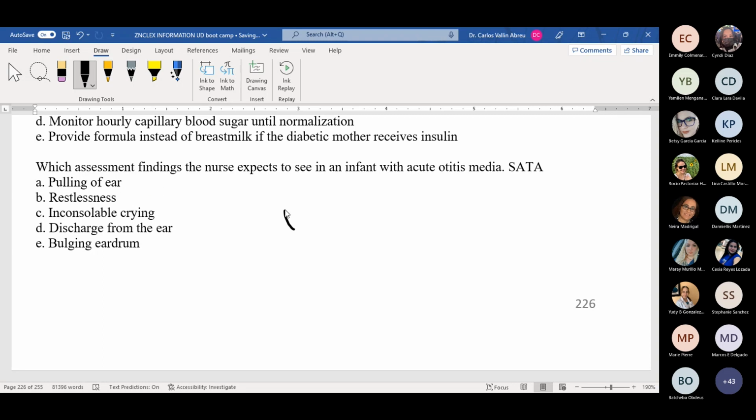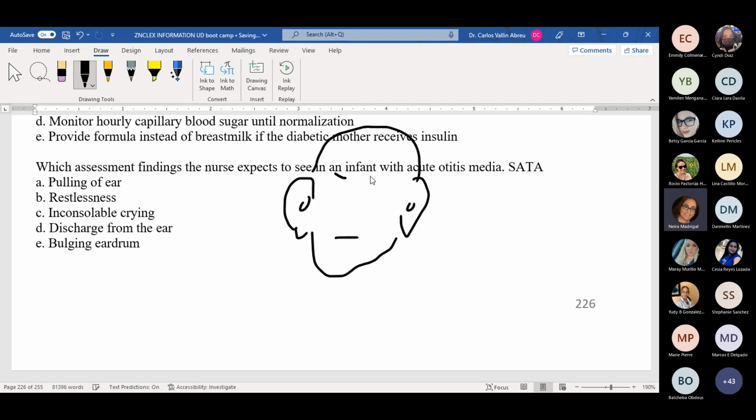No. Pulling, no, it depends on the age. What is pulling? Pulling the ear. I think no, it's more to here, because the pain is here. I think it's pulling down. Okay, for your information, it's characteristic.